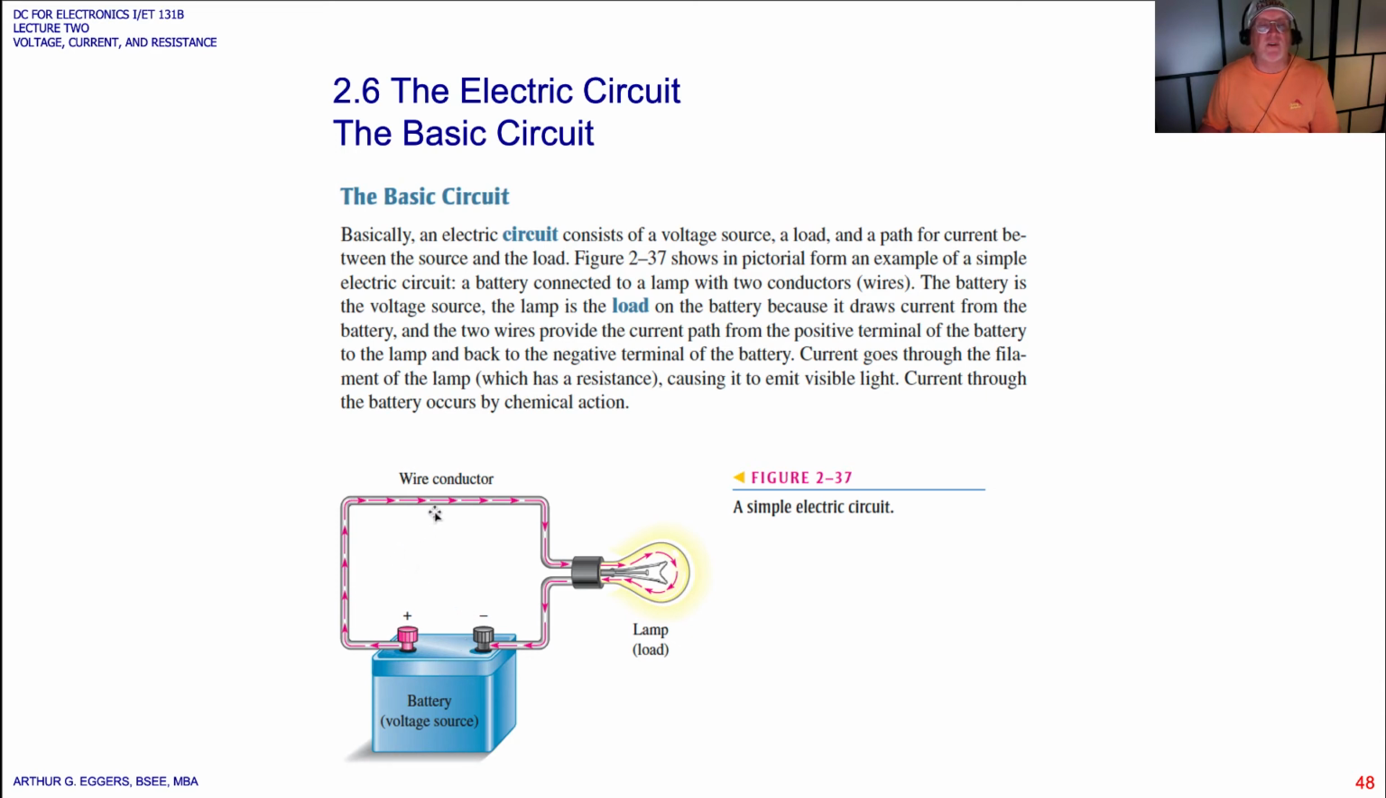Current goes through the filament of the lamp, which has some resistance. There's always some resistance. You've always got some sort of loss in a circuit. It causes it to emit visible light. Well, there's your loss. The wire starts to heat up, it turns to heat, and you now have a loss occurring, or a resistance. And the thing to keep in mind, in a battery like this, sometimes we call them dry cells, the battery operation here, creating the current, is a chemical action.